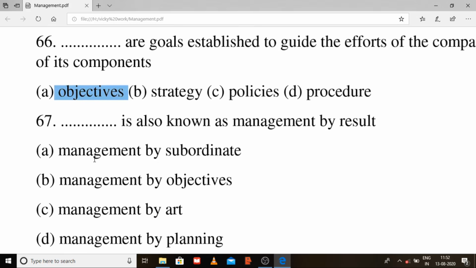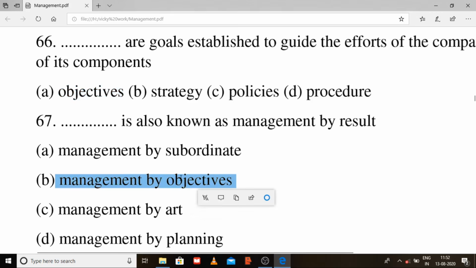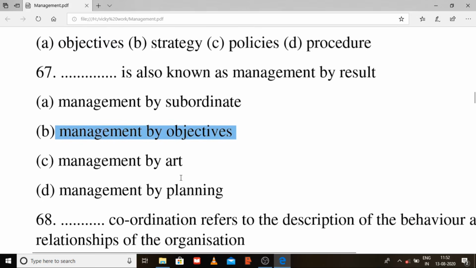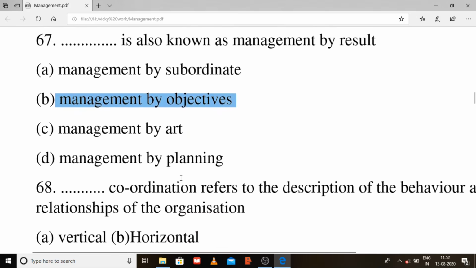67. Dash dash is also known as management by result. Management by objectives is also known as management by result. 67, option B is the right answer.